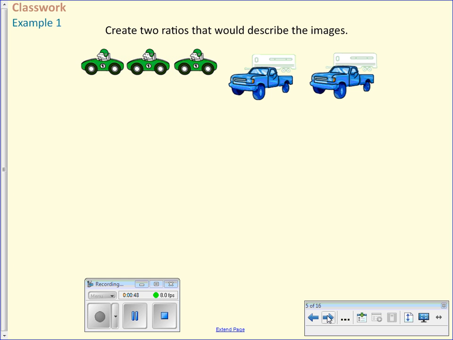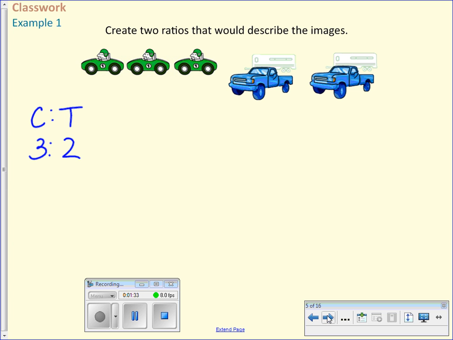3 out of... well, there's 3 what? Cars. So we have 3 cars, and how many trucks do we have? 2 trucks. So cars to trucks is 3 to 2. Okay? I thought you said it would be added with trailers. No, the trailers are part of the truck. They go together. We're counting this as one image. That's 1 truck, that's 2 trucks. Okay? Just pretend those trailers aren't even there.